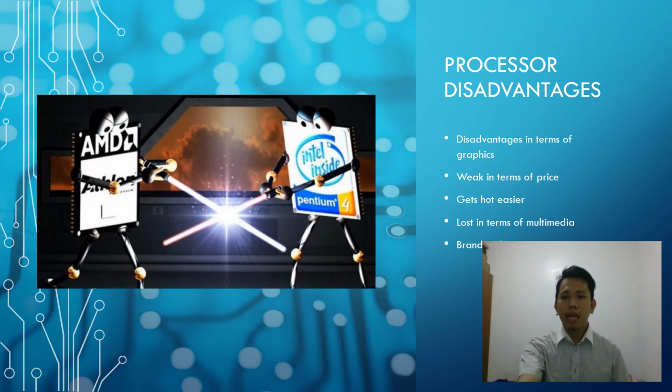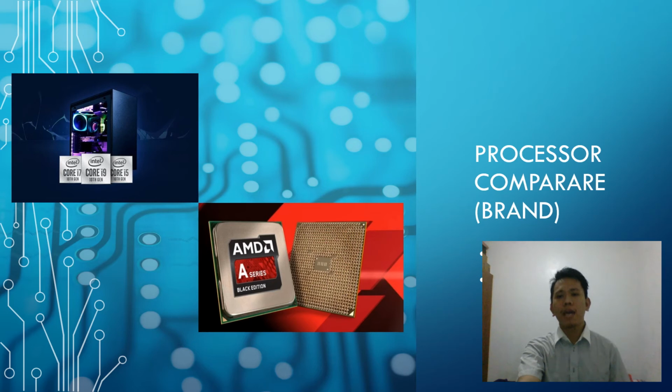Okay, next, I will explain about processor comparison between two brands. As we know, there are two brands of processor. The first is Intel, and the second is AMD.